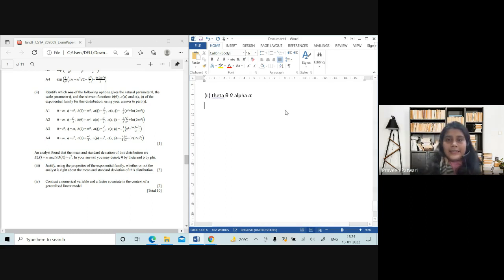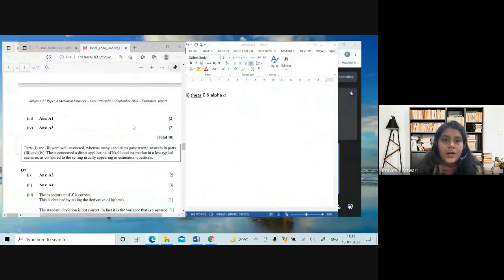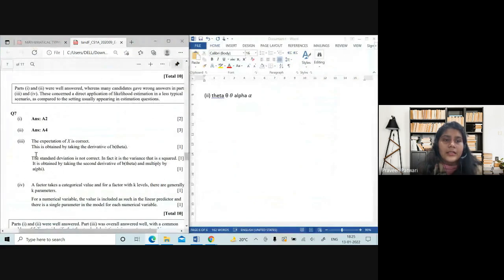So that is that. Apart from that, the next part is: justify using the properties of the exponential family whether or not the analyst is right about the mean and standard deviation of the distribution. So over here, it's a completely theory question. Just these symbols were required in the middle. So I've shown you how to use the symbols in the question.